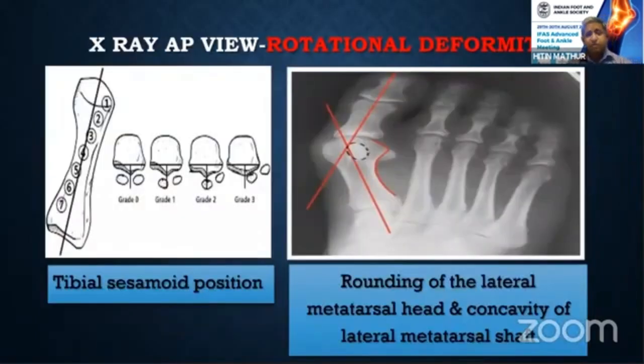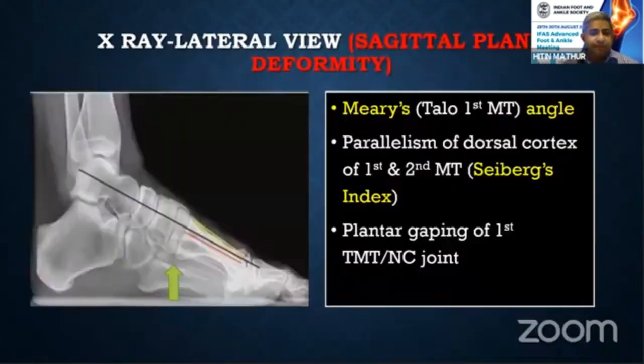On the AP view, you can also assess the rotational component of the deformity by noting the position of the tibial sesamoid. Position 4 is the central position, and anything beyond that is a subluxated or dislocated sesamoid. The rounding of the lateral metatarsal head and concavity of the lateral metatarsal shaft also suggest that there may be a rotational component of the deformity.